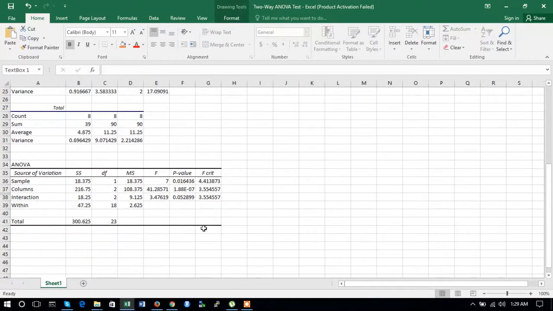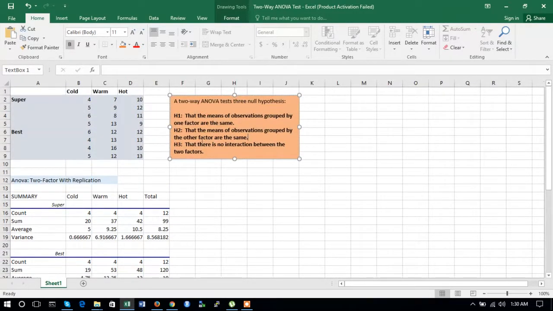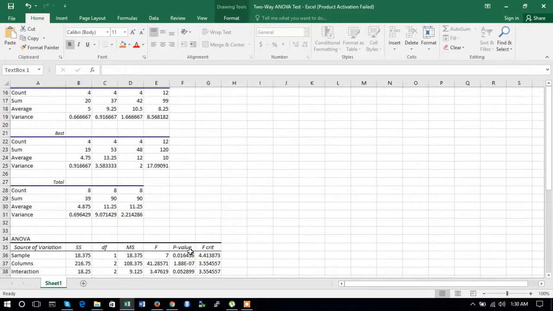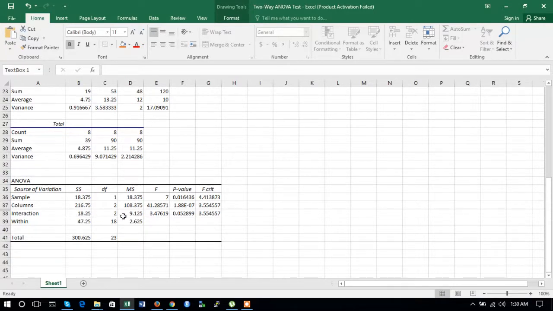Now for the third, interaction factor, we can see that the F value is 3.476 and the F critical value is 3.554557. So the F value in this case is smaller than the F critical value, and the P value is also greater than the alpha value. So we can accept the third null hypothesis, that there is no interaction between the two factors.